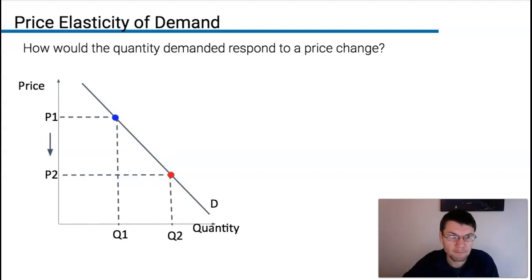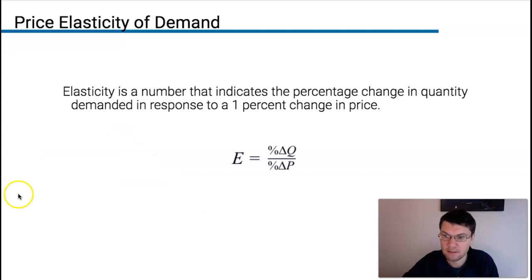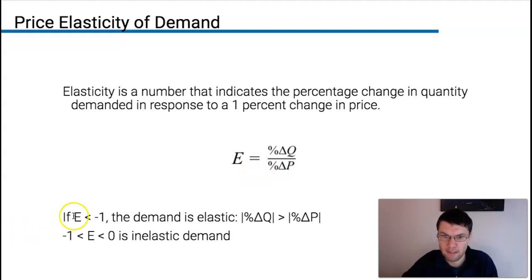So we have this number called the elasticity, price elasticity of demand, which is the ratio of the percentage change in quantity. The triangle is the Greek letter delta, which stands for change. And so elasticity is the ratio of percentage change in quantity over percentage change in price. And this number shows by how much quantity demanded will change in percentage terms in response to a 1% change in price. And we distinguish between two kinds of elasticity.